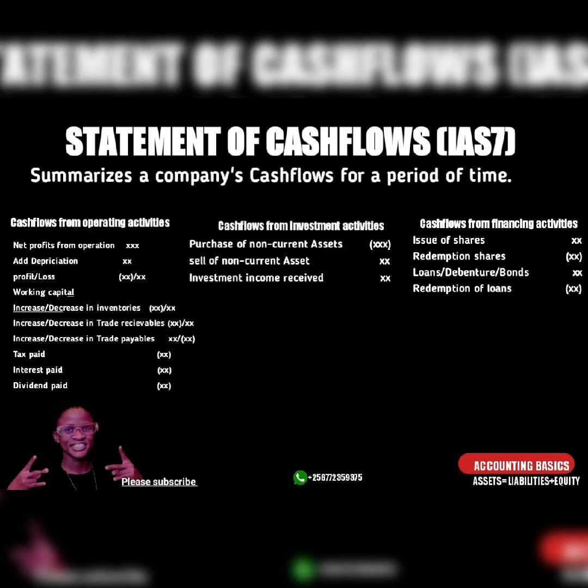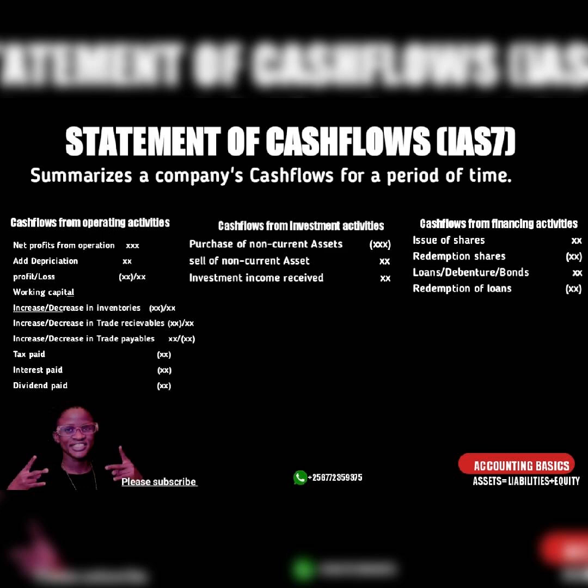In today's video we're going to be talking about the statement of cash flow, IAS 7, International Accounting Standard 7. When you hear about cash flow, what comes into your mind? That's automatically money coming in and money getting out of the business. Cash in and cash out.